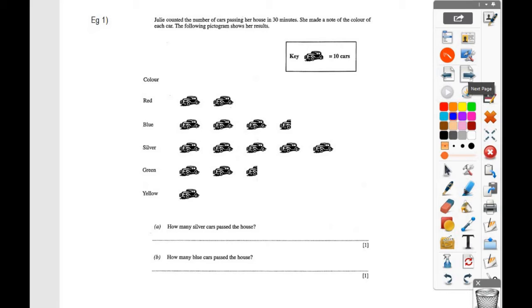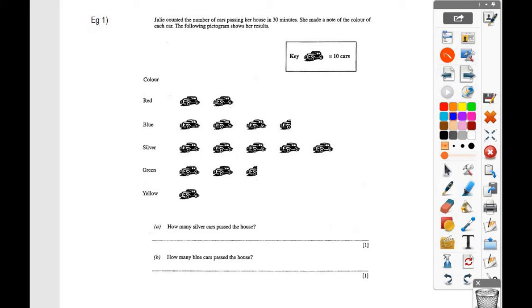In this first example, we've got a pictogram showing cars, and the question says, Julie counted the number of cars passing a house in 30 minutes. She made a note of the colour of each car, and the pictogram shows her results. The important thing is that there is a key, and the key is the symbol of a car, and each car that's drawn stands for 10 cars. The pictogram shows us all the various colours that Julie saw, and she's recorded them as cars. Question A, how many silver cars passed the house?